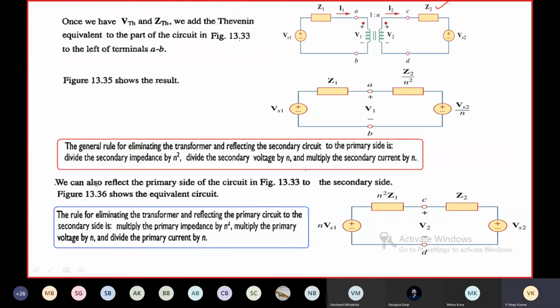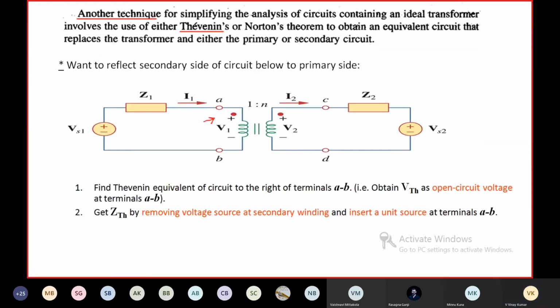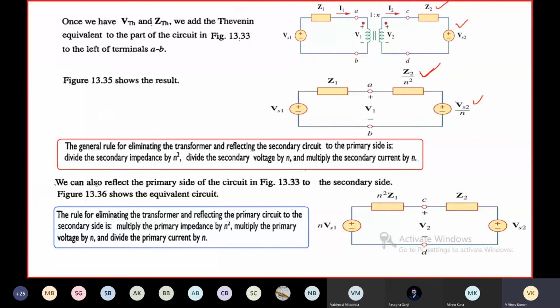Here you are shifting this impedance, and you are shifting the source also. You get Z2 by N square and Vs2 by N. VTH is the voltage between the terminals A and B, so Vs2 by N. When Vs2 is shifted to the primary side, this voltage becomes Vs2 by N. When this impedance is shifted to the primary side, it becomes Z2 by N square.